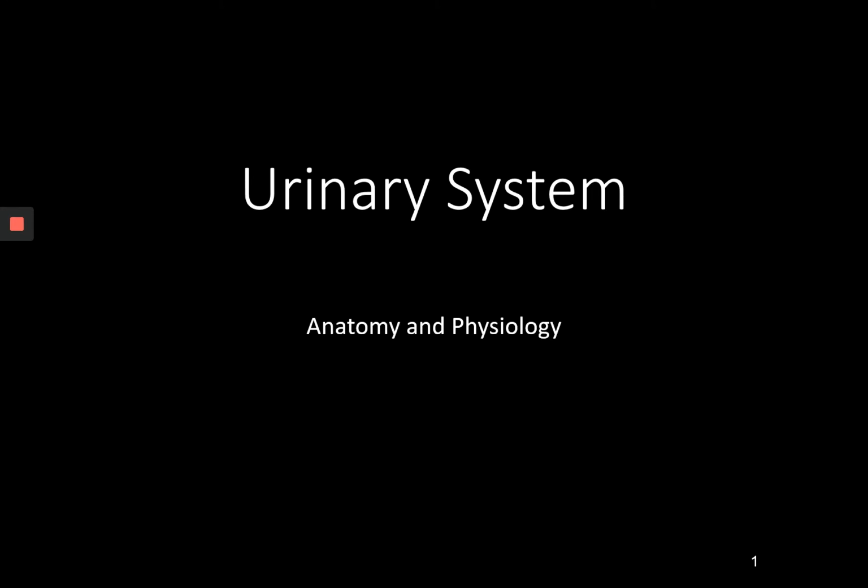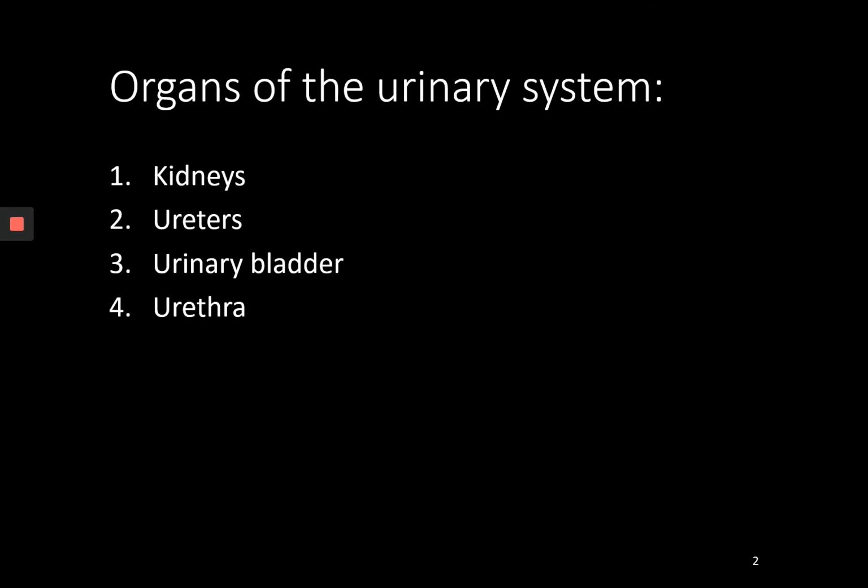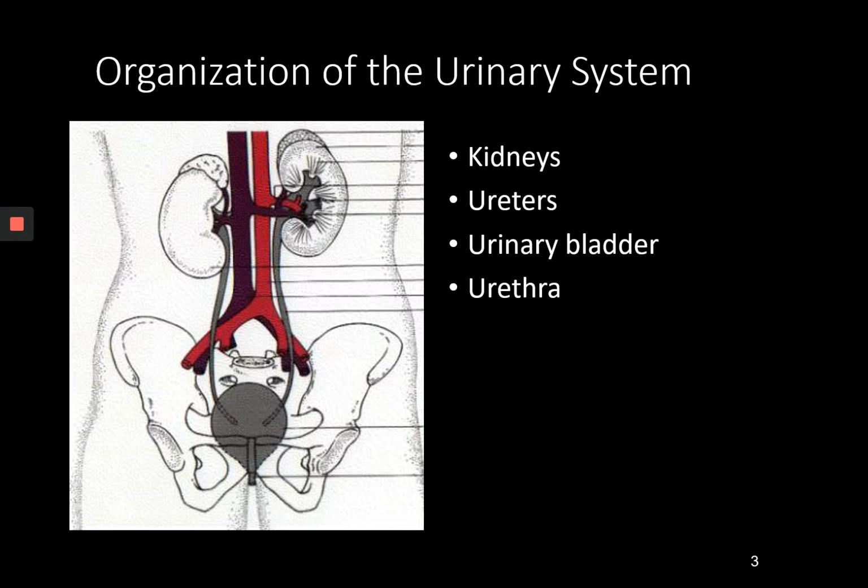We're looking at the urinary system. The organs of the urinary system include the kidneys, ureters, urinary bladder, and urethra. You have two kidneys which connect to the urinary bladder via two ureters and a urethra. So each kidney is connected to the urinary bladder by a muscular tube called a ureter, and then the urinary bladder is able to drain urine from it via a singular urethra.